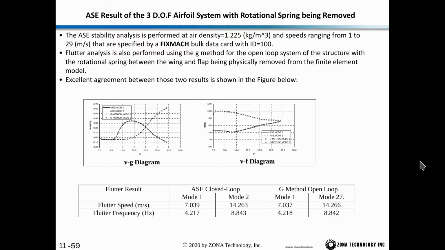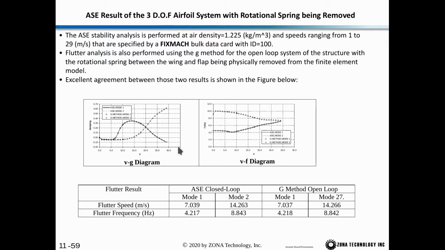So next we'll look at the results, or validation results here. The ASE stability analysis is performed at an air density of 1.225 and speeds ranging from 1 to 29 meters per second. The flutter analysis is also performed using the G method for the open loop system of the structure with the rotational spring between the wing and the flap being physically removed from the finite element model. And excellent agreement between these two results is shown below.